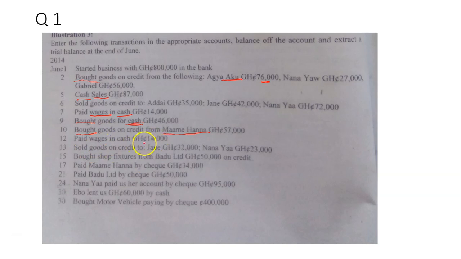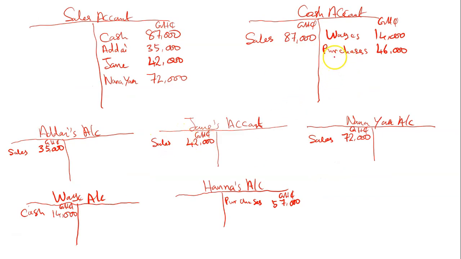Paid wages in cash, 14,000. As you are paying wages in cash, it means your cash is reducing. So because your cash is reducing, we credit cash account in the name of wages, 14,000.